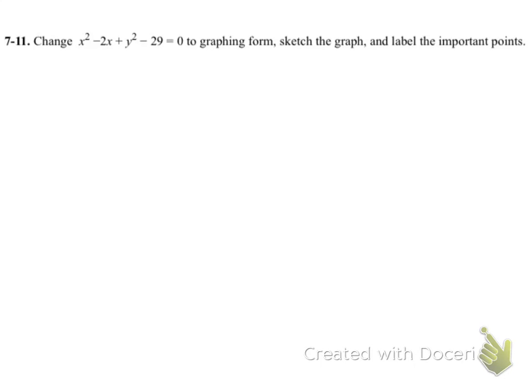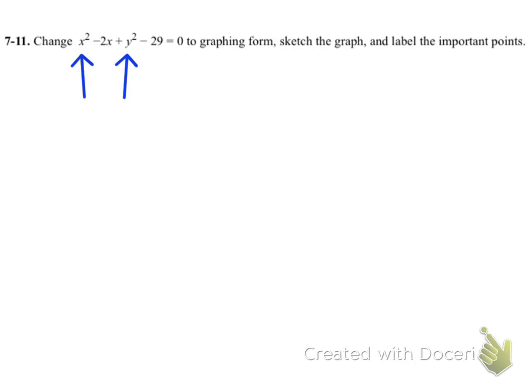Working on problem 7-11, we are taking a look at this equation here and trying to graph it, sketch the graph, figure out what kind of graph it is. The first thing to realize in this problem is that we have both an x squared and a y squared. That's going to tell us we're going to have a circle.